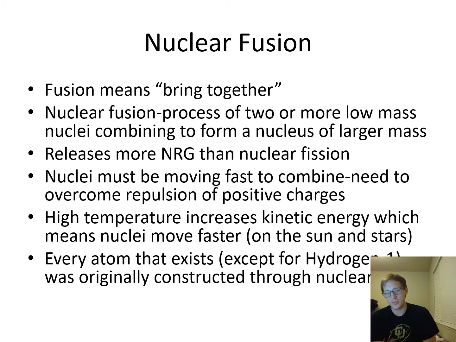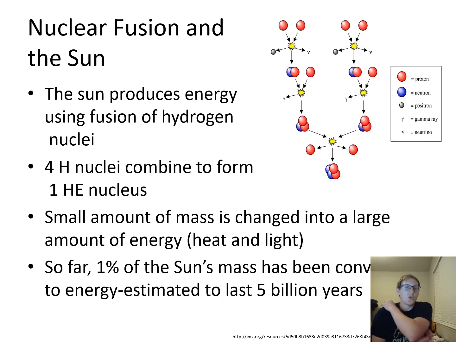Obviously, hydrogen was the building block of everything else. Two hydrogens combining to make a helium, and then from there it kind of snowballs into all of our elements. So nuclear fusion in the sun produces energy using fusion of hydrogen. Four hydrogen nuclei combine to form one helium nucleus. We feel the heat energy, the radiation from the sun, because of all these reactions. A small amount of mass is changed into a large amount of energy, which we see as heat and light.